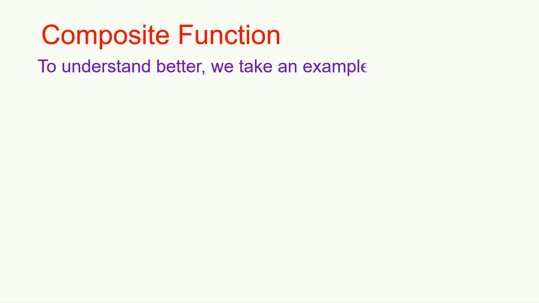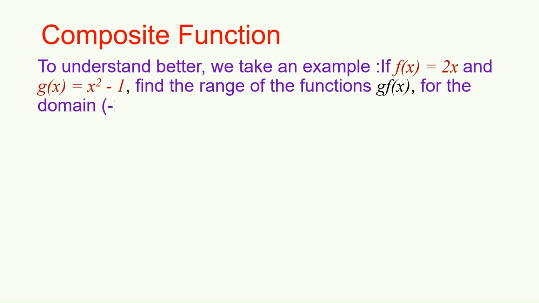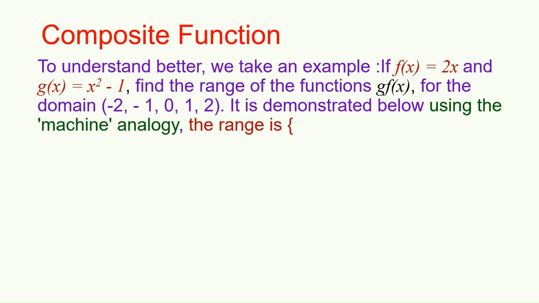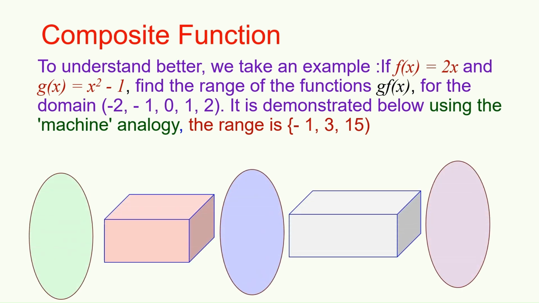To understand better, we take an example. If a function f(x) equals 2x and another function g(x) equals x squared minus 1, we find the range of the function g(f(x)) for the domain -2, -1, 0, 1, 2. It is demonstrated below using the machine analogy. We get the range as -1, 3, 15.